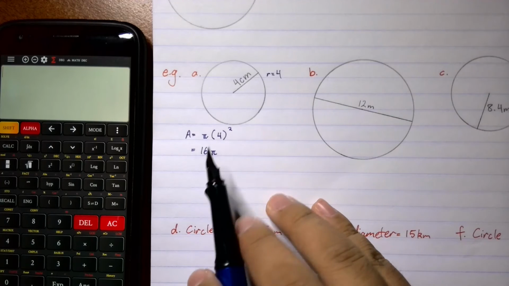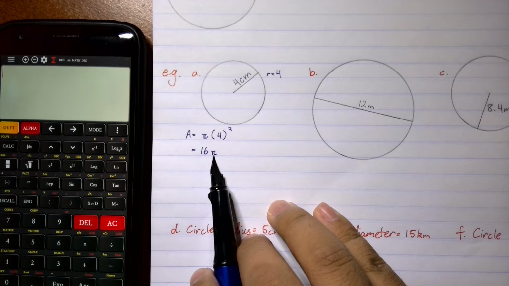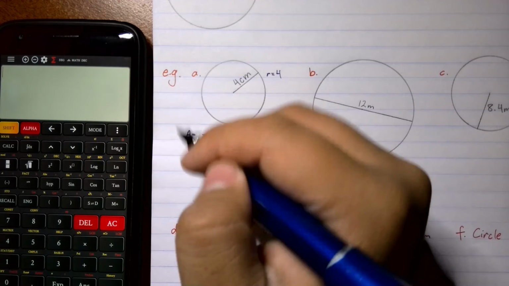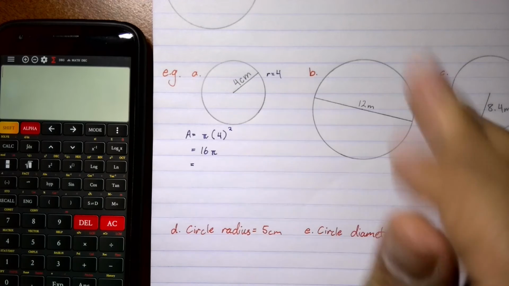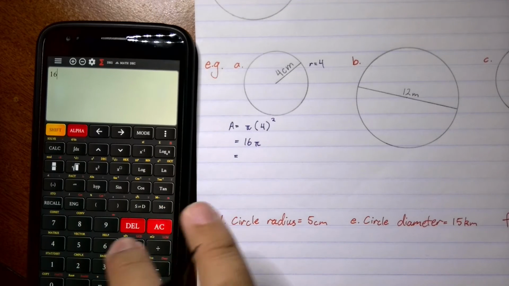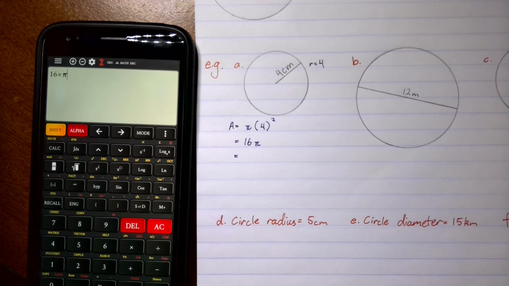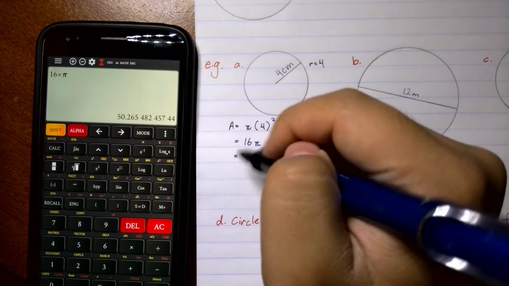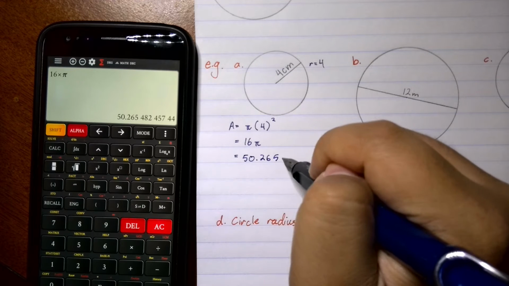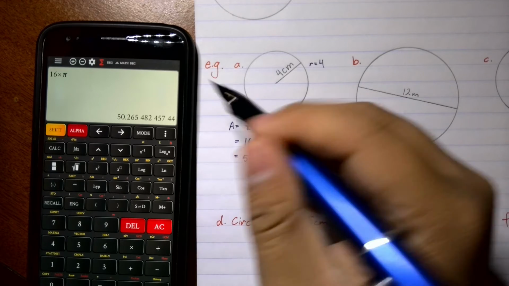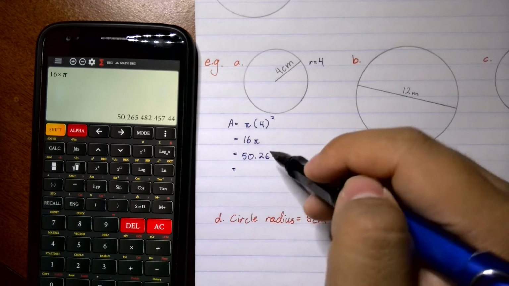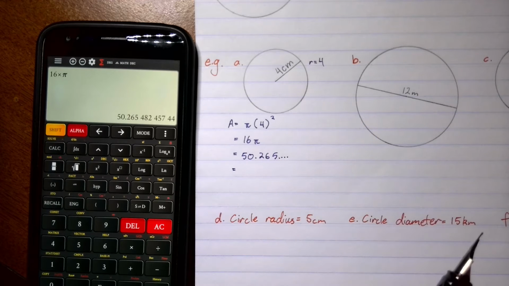The reason for this is when we multiply the value 16 times pi, we will get decimal places that will never end, which is what I will be doing now. So we get 16 times pi equals 50.265, and I put little dots here, indicating there are more decimal places. And let's just round this off to 2 decimal places here.